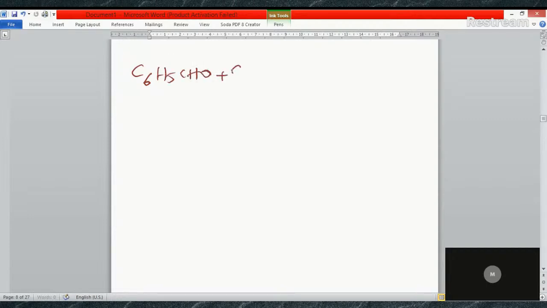C6H5CHO plus C6H5CHO. The reaction takes place in the presence of a dilute form of sodium hydroxide, which means 50% NaOH, caustic soda. Then one will be oxidized and the other will be reduced.